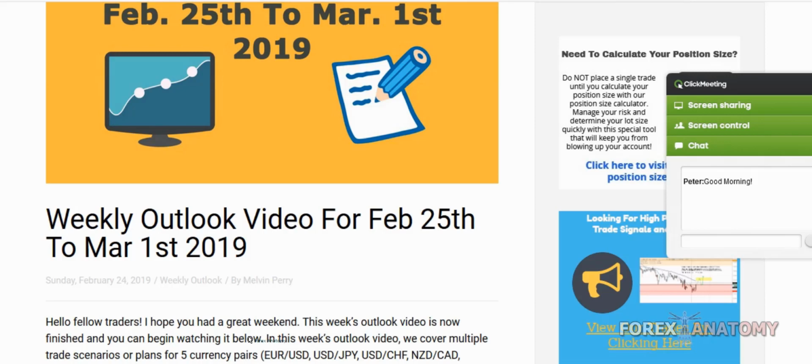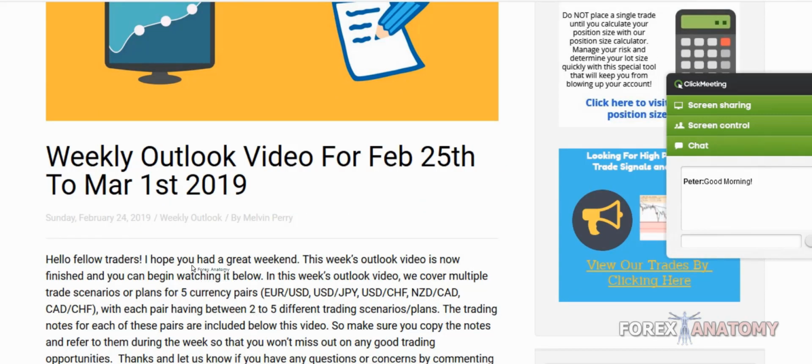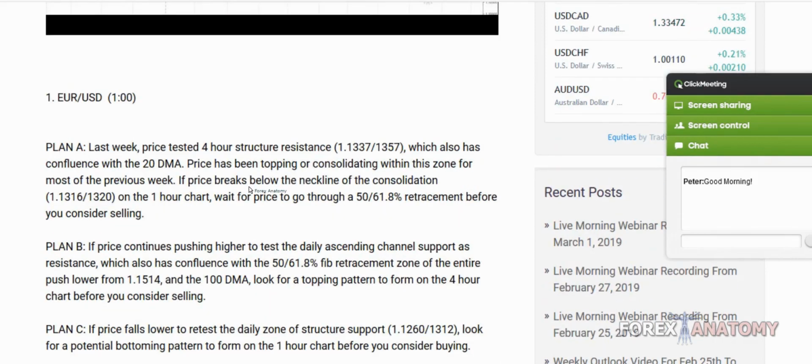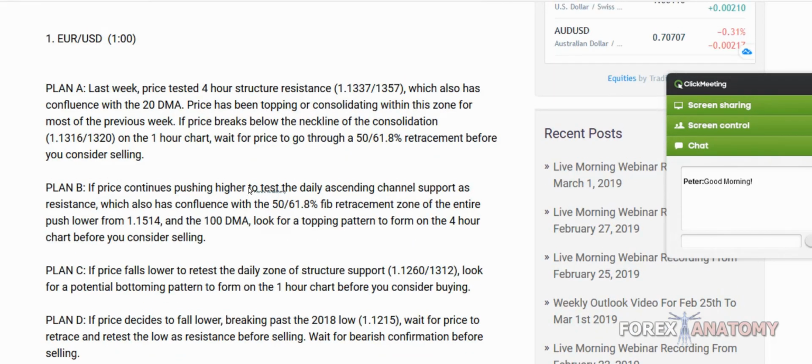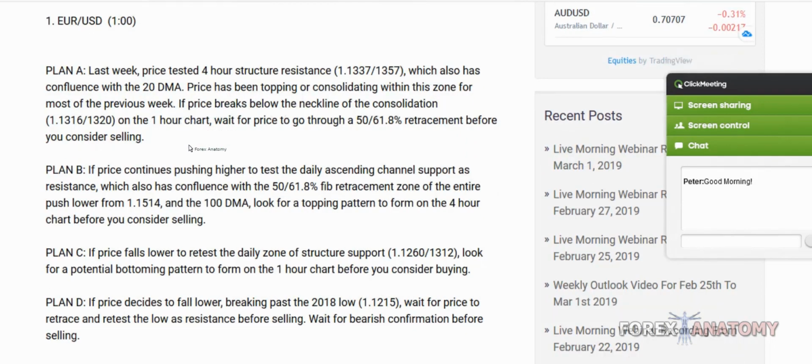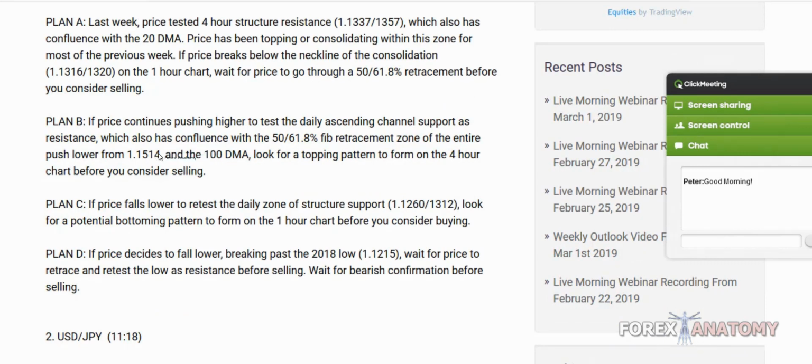But anyways, for those that may not know, this is our weekly outlook, where we tell you guys exactly what to look for during the week. So right here, we mentioned what you should look for. Well, no, right here. This is what we were talking about.